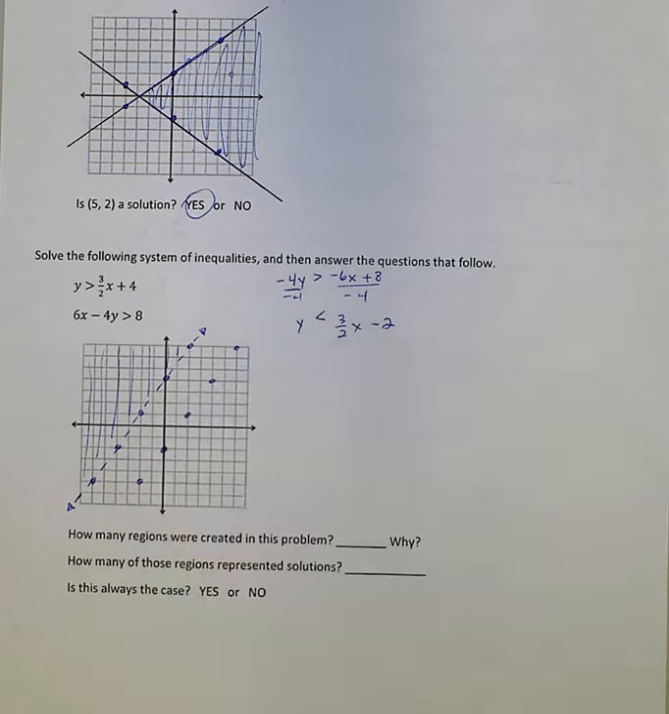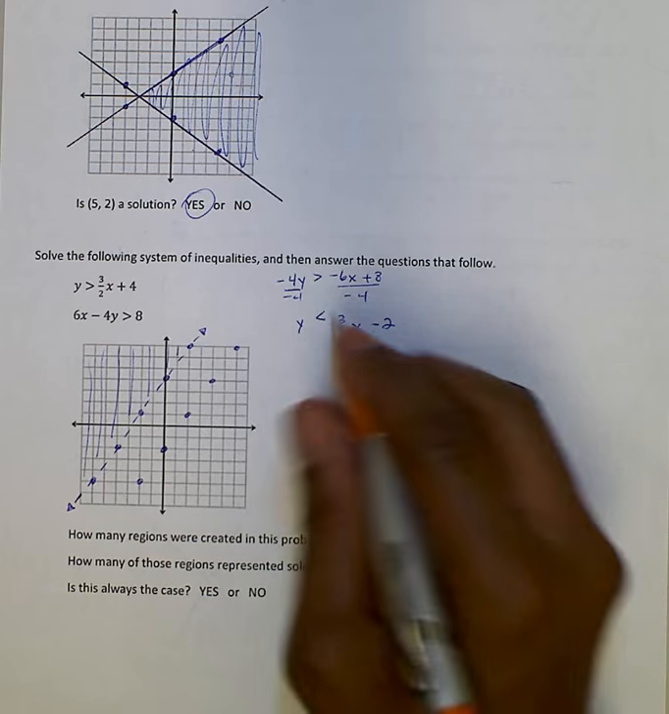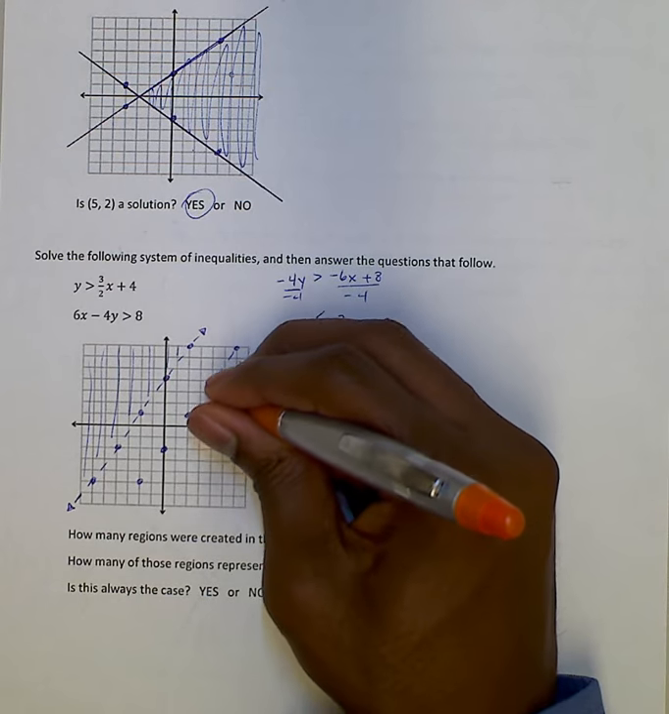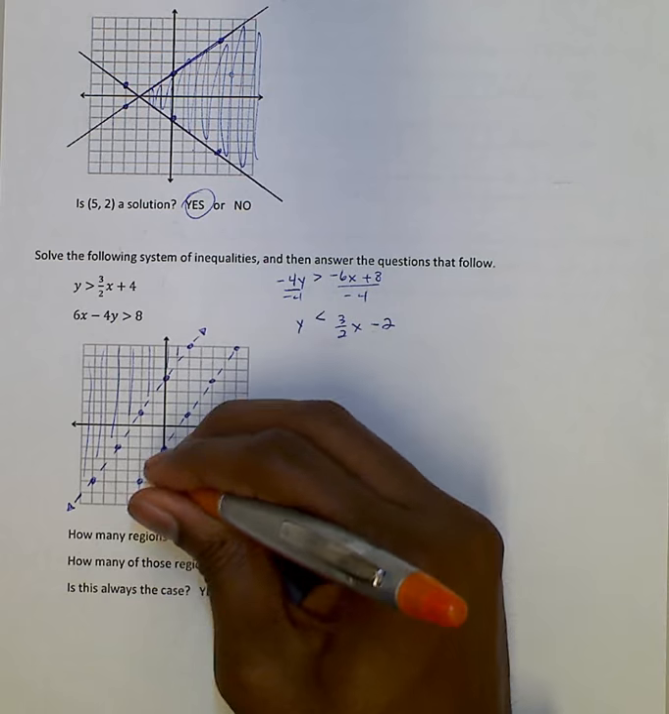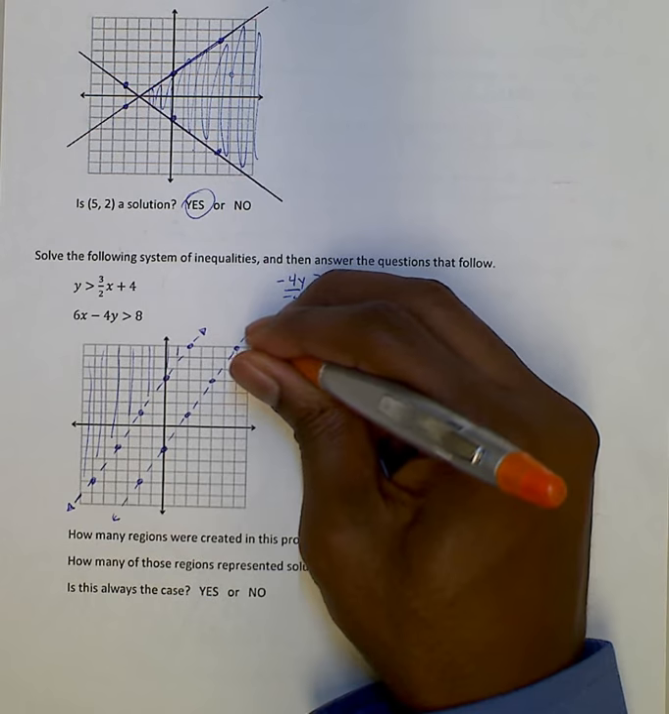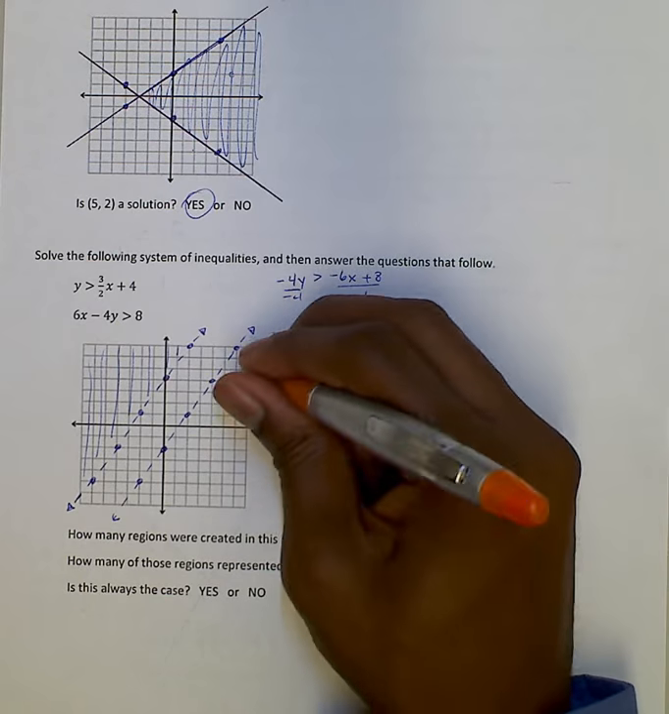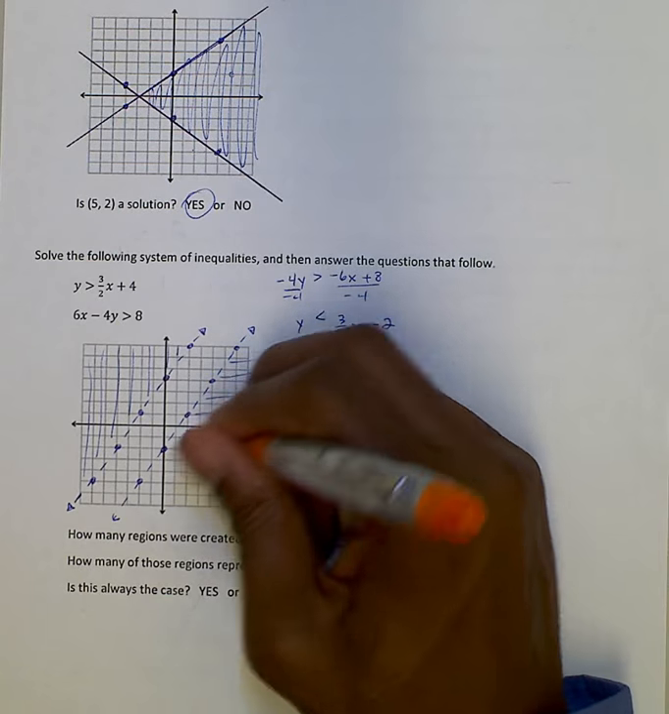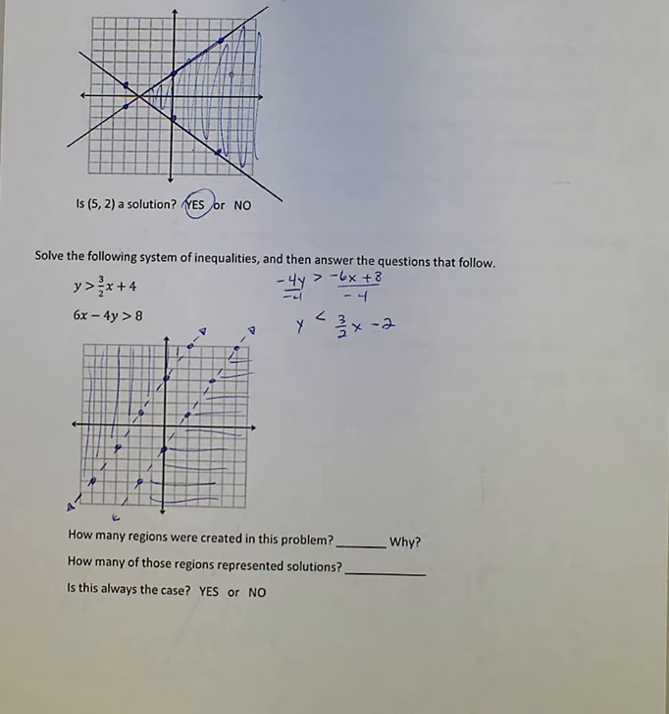This line will also be dotted. It is less than, so I'm going to shade below. I'll shade this way. Now let's answer some questions.